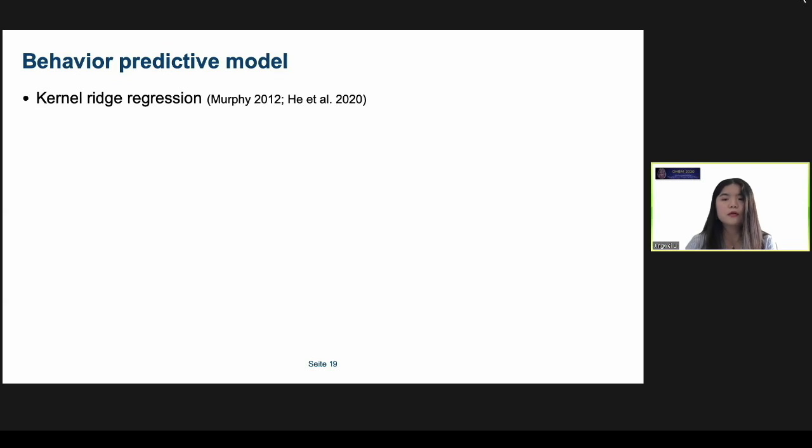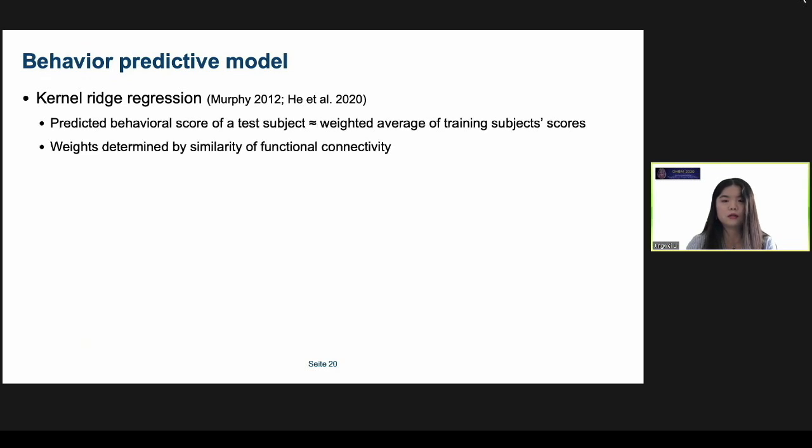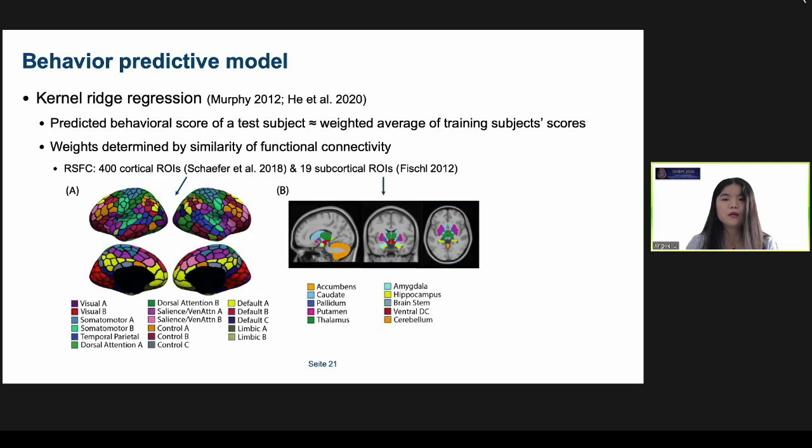We used kernel regression models to predict behaviors. This method is intuitive and has been proven to achieve relatively good prediction accuracies. It predicts the behavior score of a test subject as the weighted average of the behavior scores of all training subjects, and the weights are determined based on the similarity of functional activity across subjects. Here we used functional connectivity computed across 400 cortical ROIs and 19 subcortical ROIs.